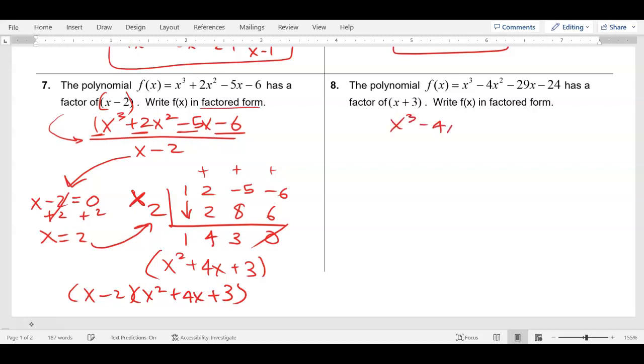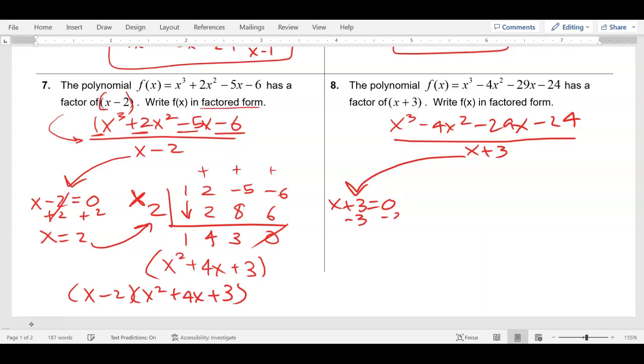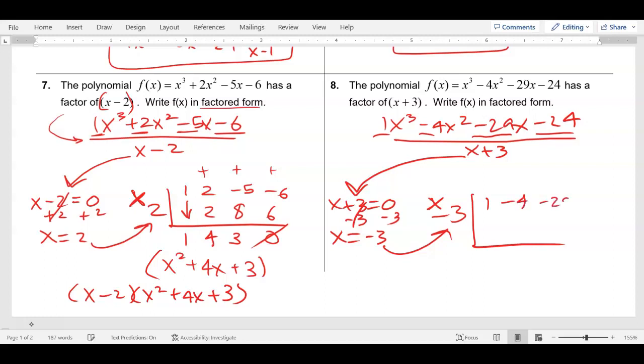X cubed minus 4x squared minus 29x minus 24 is being divided by x plus 3. Bring it over. X plus 3 equals 0. Subtract 3. X equals -3. So -3 is now my multiplier. I have 1, negative 4, negative 29, negative 24. Bring this down. We got 1.